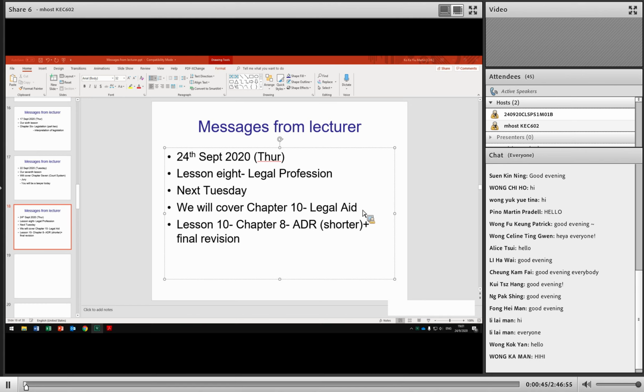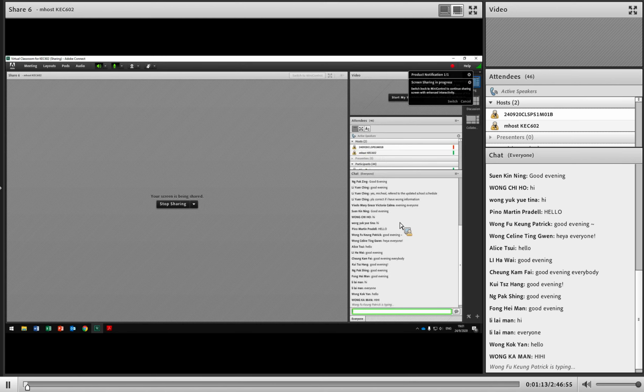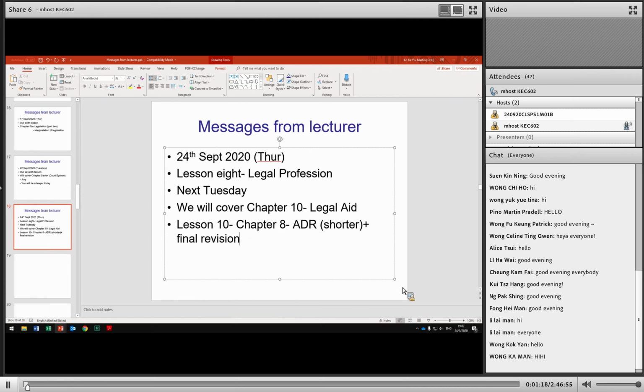In the last lesson, that's the lesson after the national holiday, the lesson after the national day, we will have the last lesson. It will cover chapter 8, ADL, because I think we only need half a lesson to cover ADL. And then we'll do some final revision. So that's what we are going to do for today's lesson.